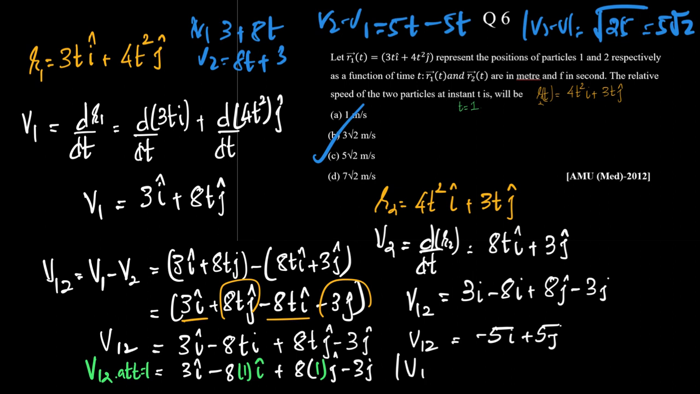And what is therefore the modulus of v12? The modulus of v12 will be the root of minus 5 square, which is 5 square, plus 5 square, which is 5 root 2, which gives us the option as option C.